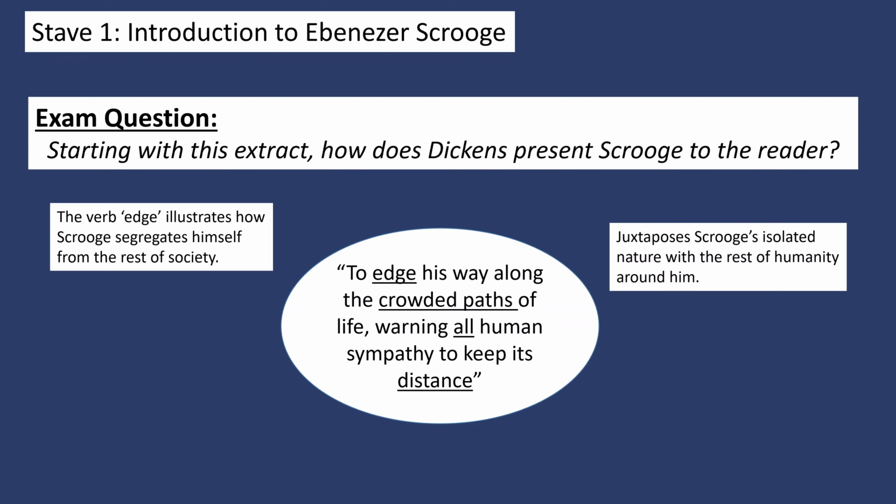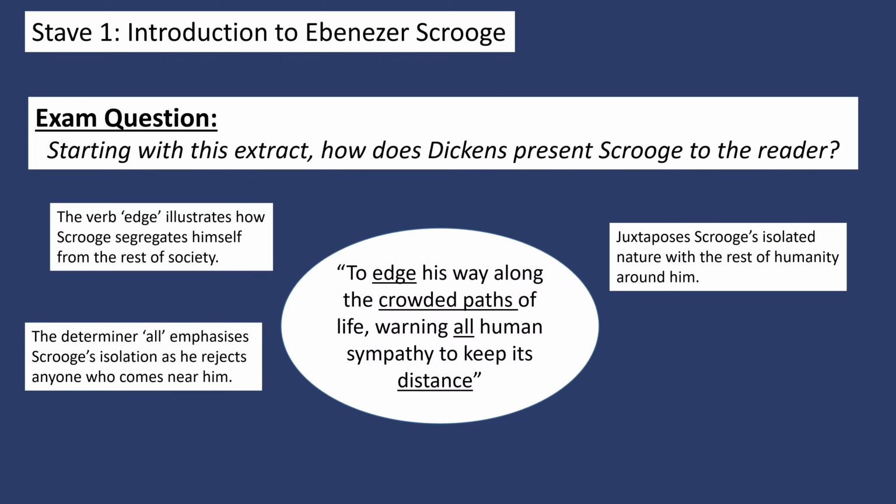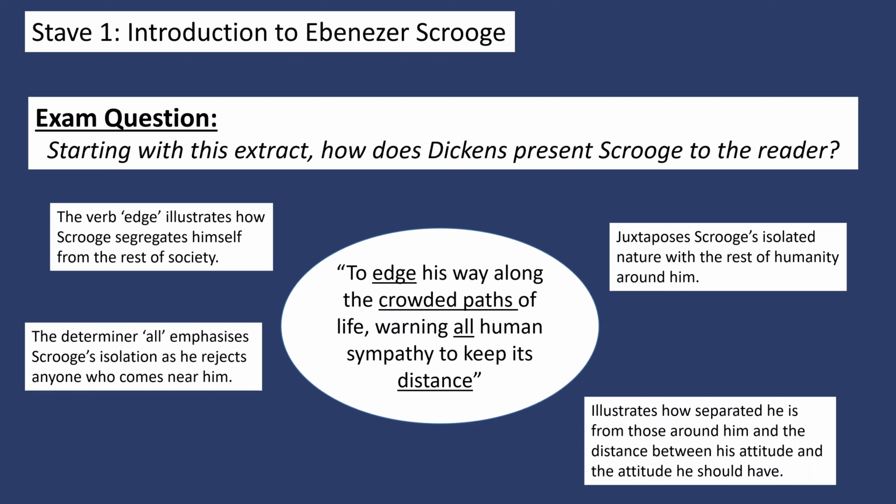Dickens is juxtaposing the rest of society all crowded together with Scrooge isolated and alone from the rest of humanity. The fact that he keeps all human sympathy, so the determinate "all", emphasises again his isolation as he rejects anyone who comes near him, which we will see later on. And "keeping its distance" illustrates again how separated he is from those around him. It could also be a reference to the distance between his current attitude and the attitude that he should have towards mankind, particularly the poor, which again we will see later on.